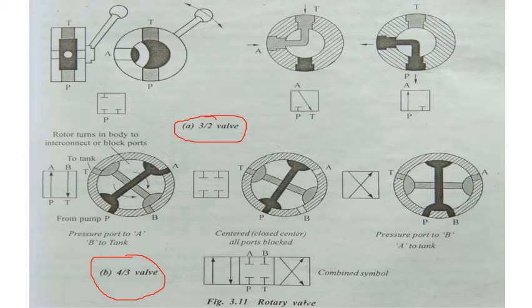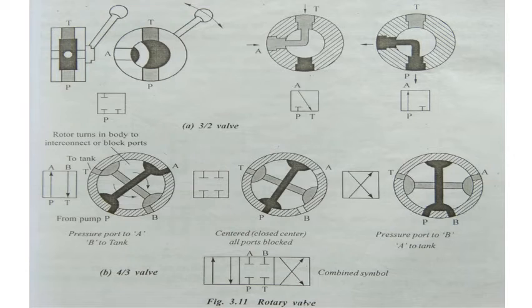First case, what will happen? Look into this. The first position is this one, the second position is this one. Here there are 3 ports: port P, port T, meaning tank or reservoir, and port A. See, in this case what will happen? In the first case, P is blocked, and actuator port A is connected to the reservoir.